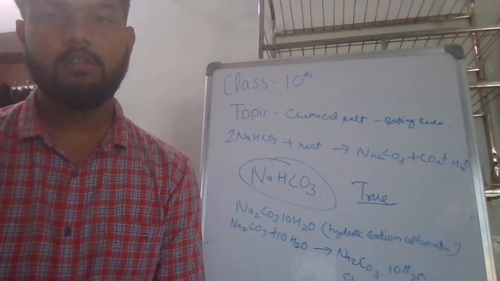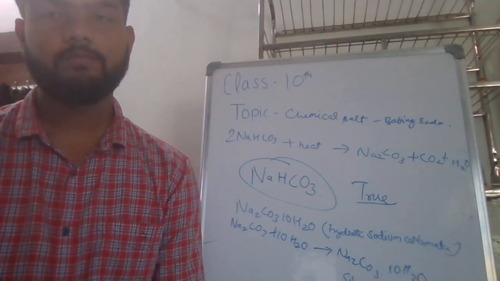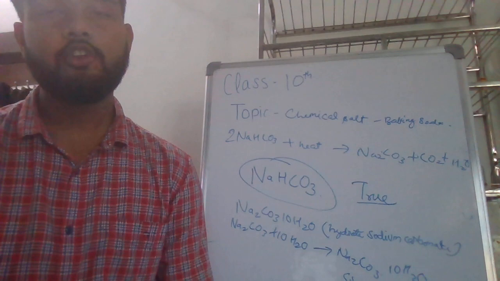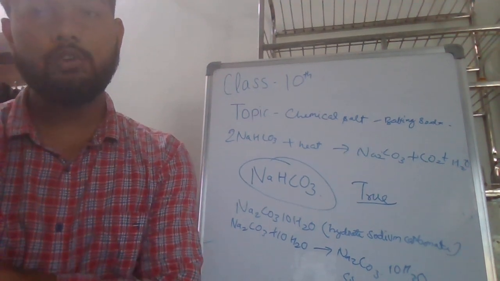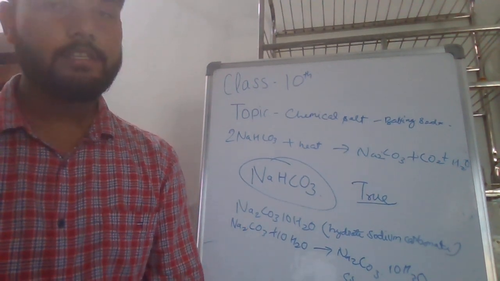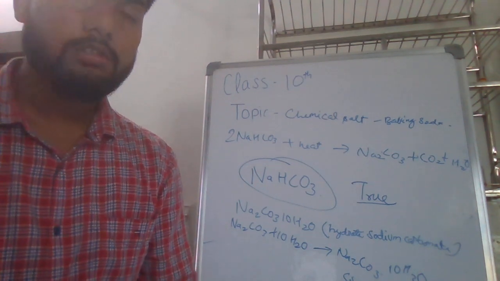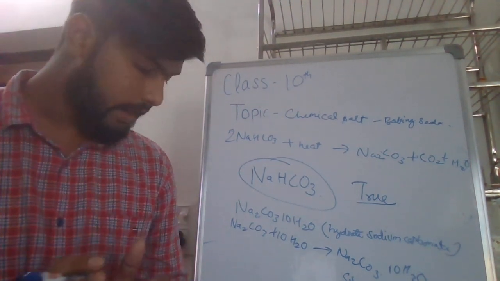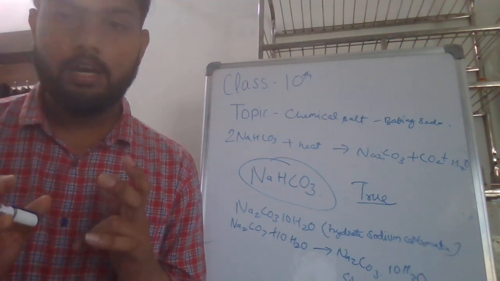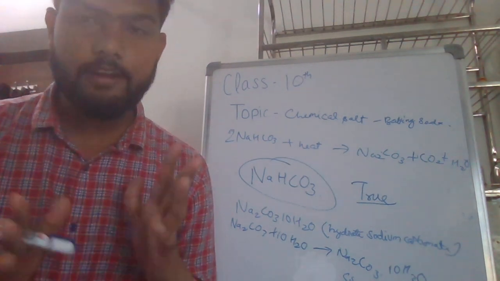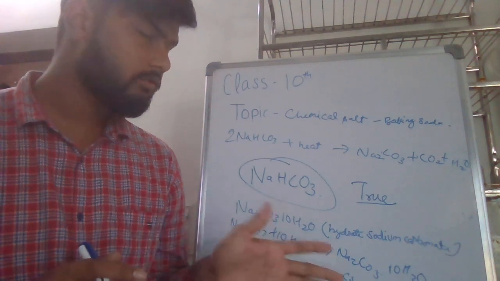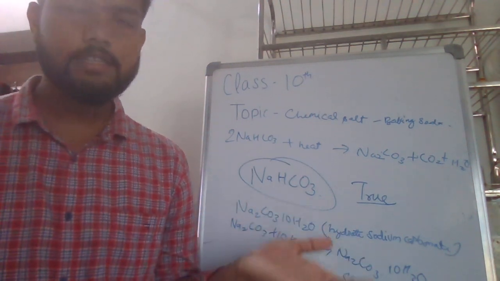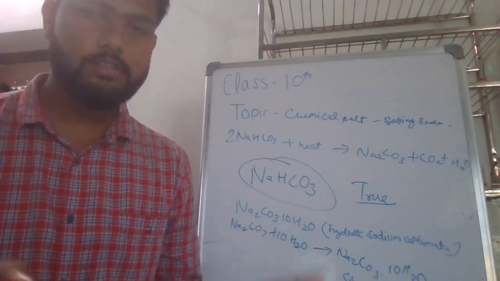So, moving further, you have to enlist the uses of washing soda in our day to day life. Yes, as we use this washing soda in our daily life, like in soap, the paper industry, and glass, and we use it to wash our clothes. These are the examples we use in our daily lives.